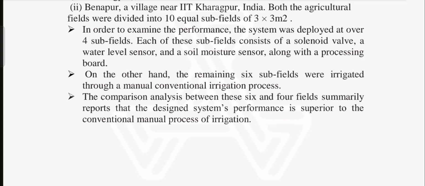Each of these subfields consists of a solenoid valve, a water level sensor, and a soil moisture sensor, along with a processing board. On the other hand, the remaining 6 subfields were irrigated through a conventional manual irrigation process. The comparison analysis between these 6 and 4 fields summarily reports that the designed system's performance is superior to the conventional manual process of irrigation.